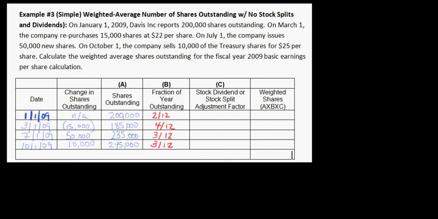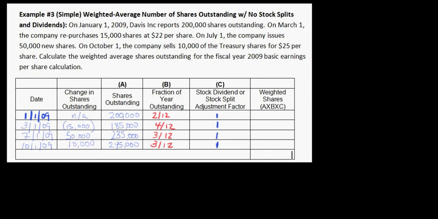Now this column C here, I'm just putting it here for completeness and so that you remember to do it on future problems. But there's no stock dividends or stock splits. And all we need to know is when there's not a stock dividend or a stock split, the stock dividend or stock split adjustment factor is 1.